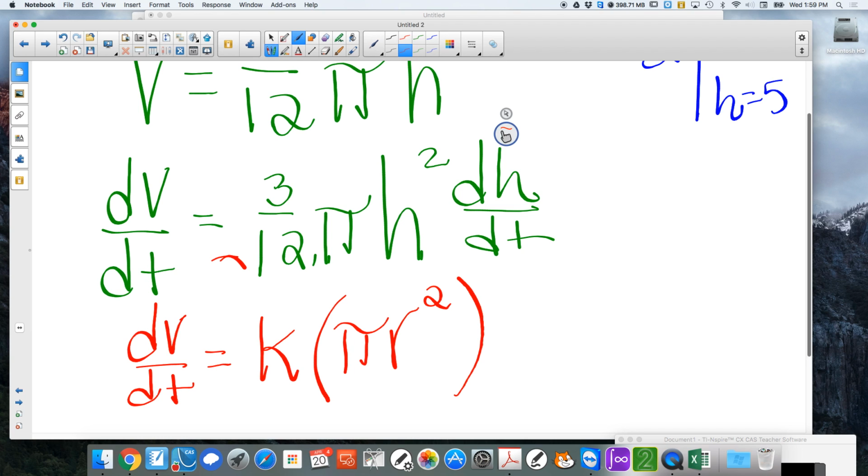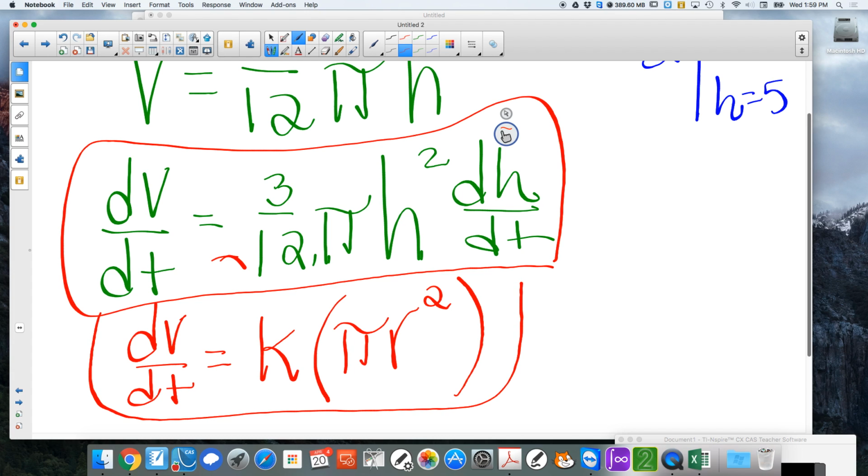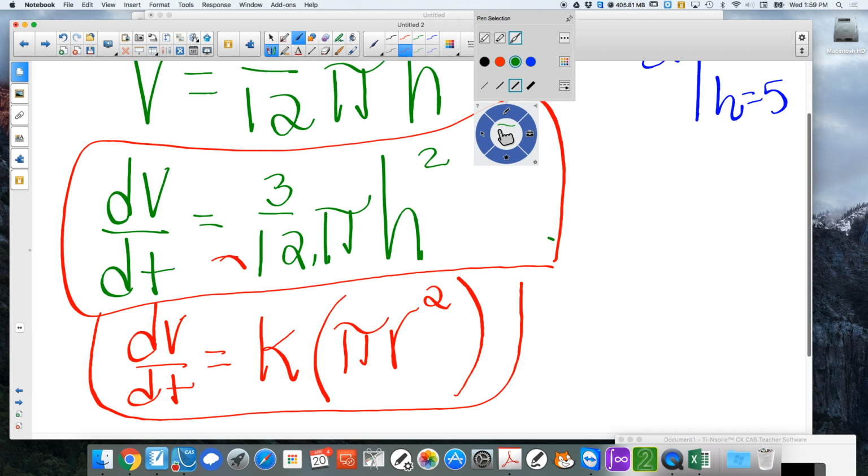So here's what we found before, Henry. We found this. And here's what we're saying is true. dV/dt equals k pi r squared. They want me to figure out what k is. These two things look very similar. Let's see, dh/dt, we know what that is. They fill that in. What was dh/dt? It was negative 3/10.